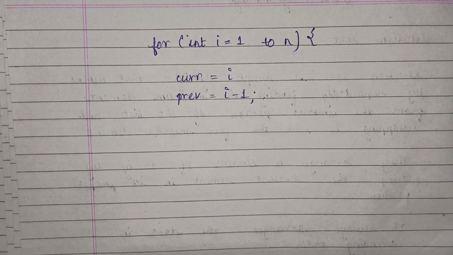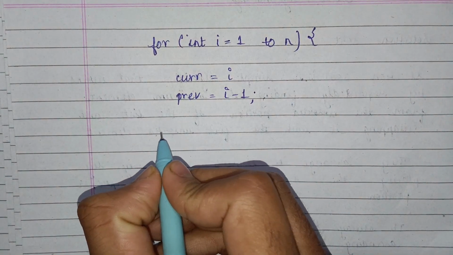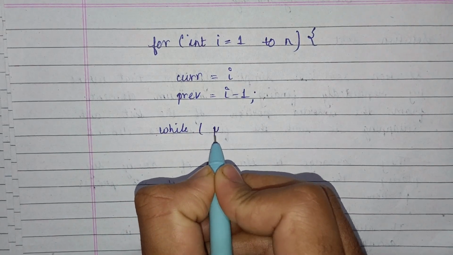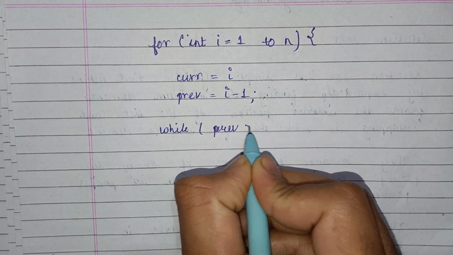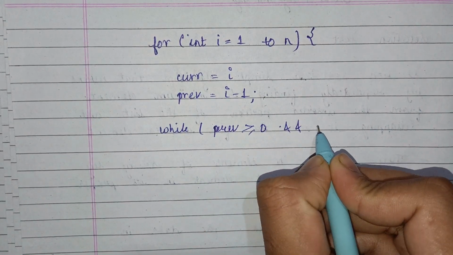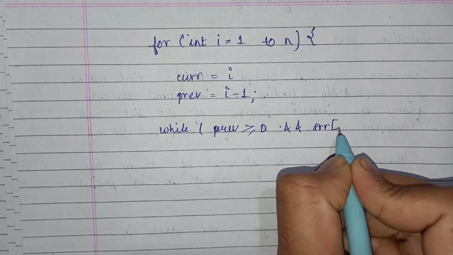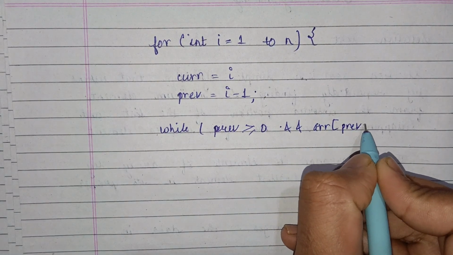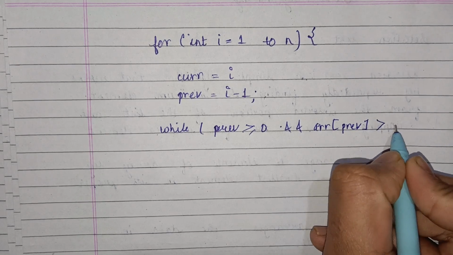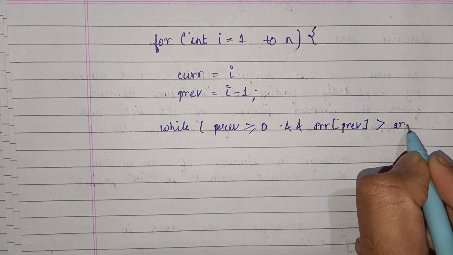Now we will find our correct position to insert the element. So we will run a while loop here. While previous should be greater than or equal to 0, and in our array, the element at previous should be greater than current.